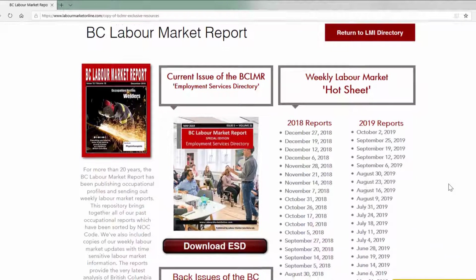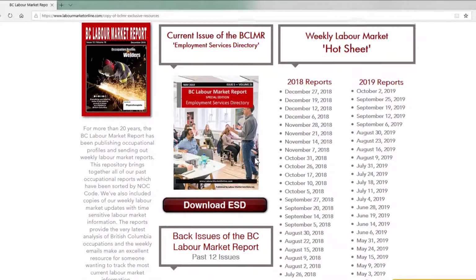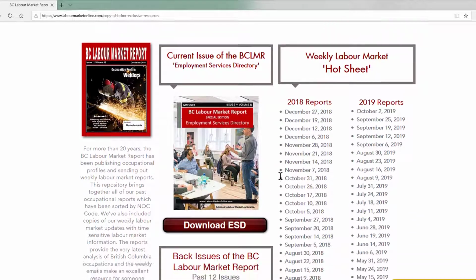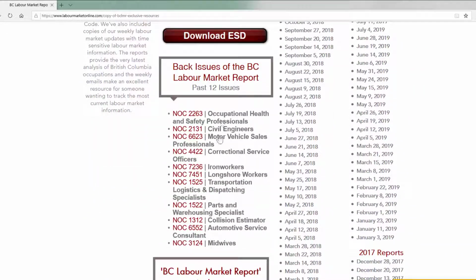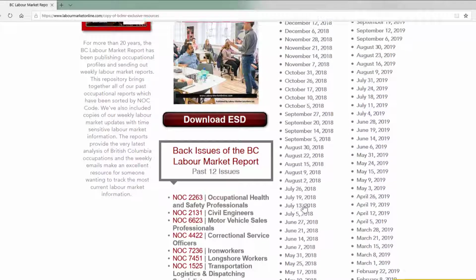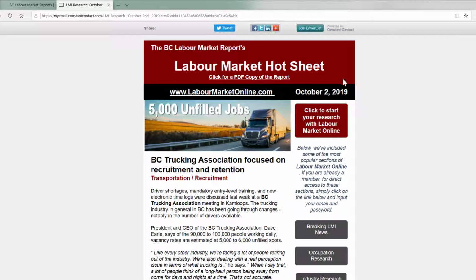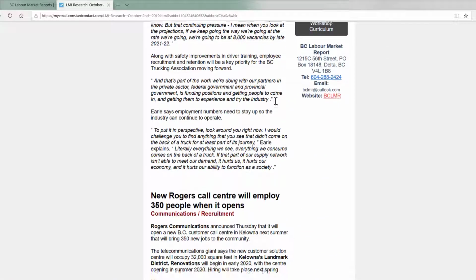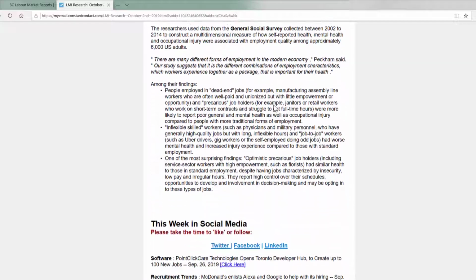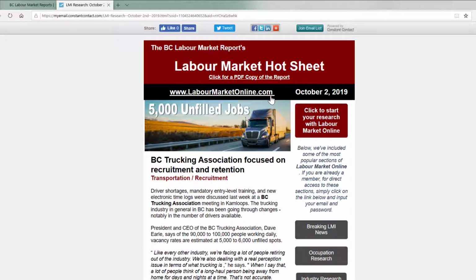Here we have all the 2018 weekly reports, all the 2019 weekly reports. We have our own BC Labor Market Employment Services Directory that we produced in the spring that a person can download. We have the most current labor market profiles that we've produced. Again, a person can link on any one of these. As an example, here's a 2019 report from October 2nd, and immediately be able to get all of the reports at their fingertips and be able to download those in PDF form.